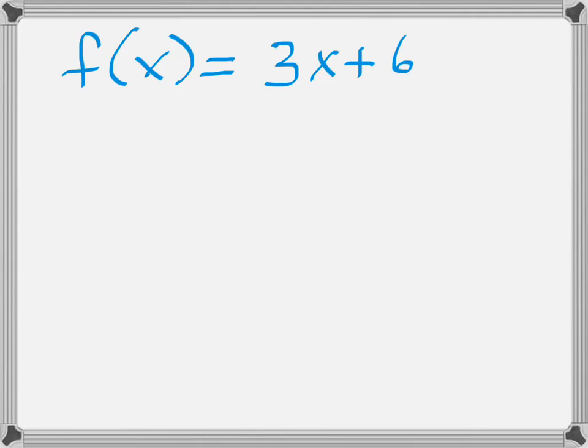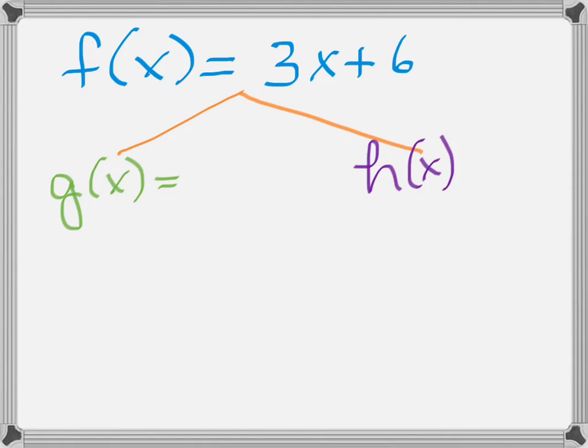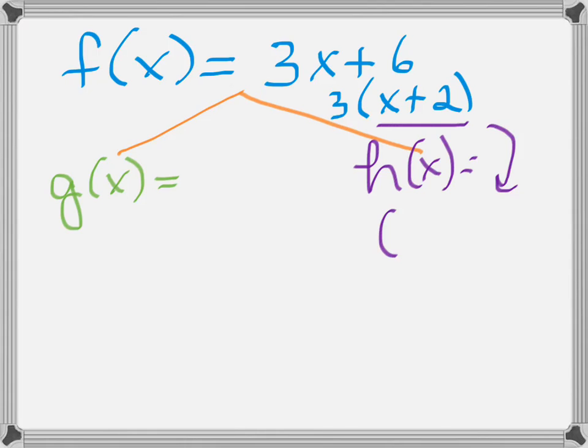So in addition to composing or putting two functions together, we can take one function and decompose it into two functions. Let's look at the function f of x equals 3x plus 6. We're going to break this up into two separate functions, g of x and h of x. We start by distributing out a 3 from the original function, getting us 3 times x plus 2. The inside function, x plus 2, is going to be our h of x function.